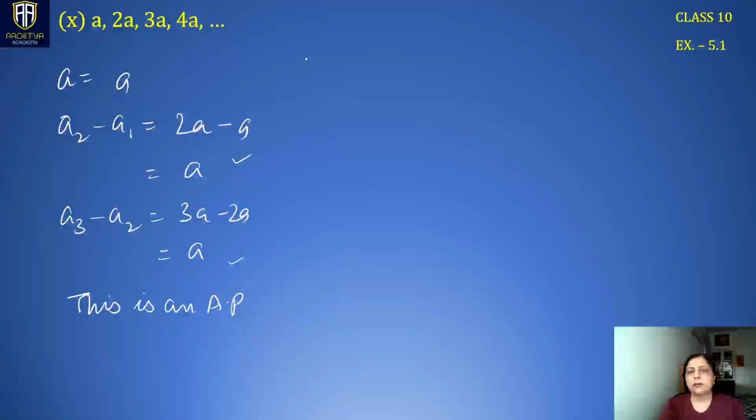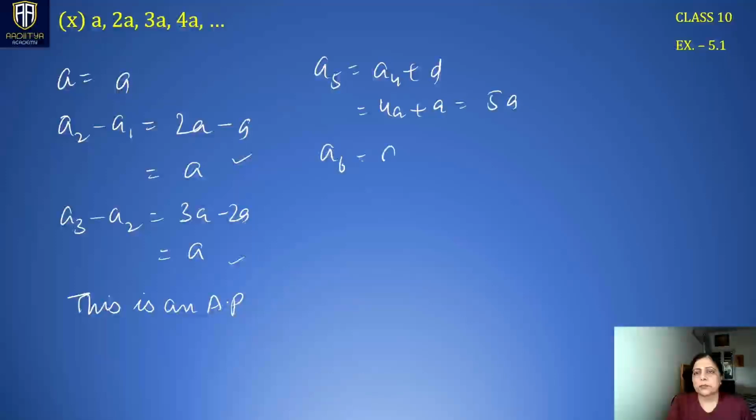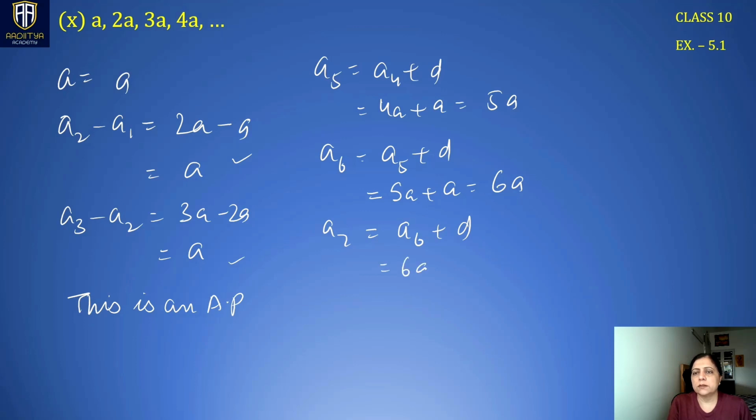Right? Now we have to find the consecutive terms from a5 onwards. So a5 is a4 plus d. a4 is 4a. 4a plus a is 5a. a6 is a5 plus d. a5 is 5a plus a, which is 6a. a7 is a6 plus d. This is 6a plus a, 7a. So the next three terms in the sequence are 5a, 6a and 7a respectively.